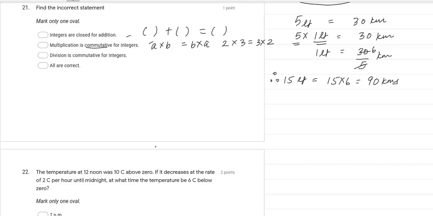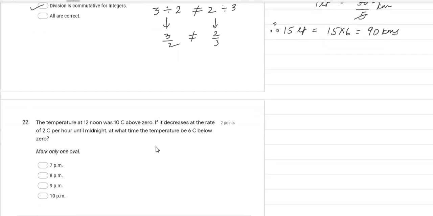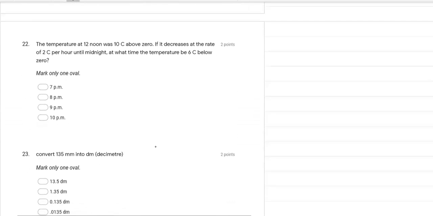Division is commutative for integers. No. Why? Because 3 divided by 2 is not the same as 2 divided by 3. It can be seen as 3 upon 2, and it can be seen as 2 upon 3, and they are not equal. So this is the incorrect statement. Now question number 22.